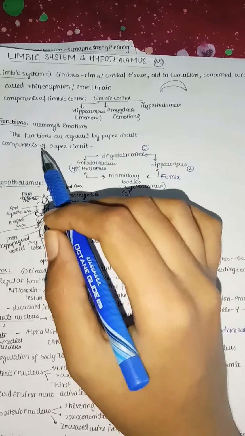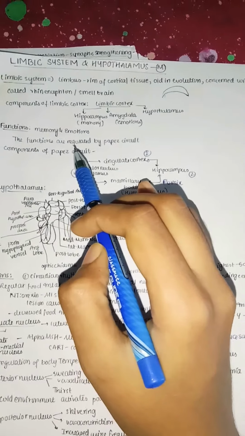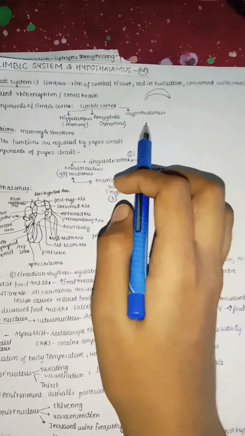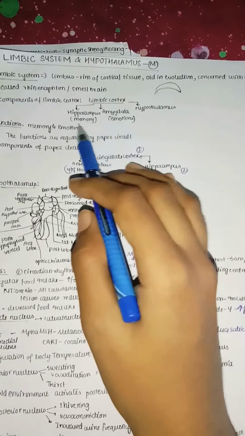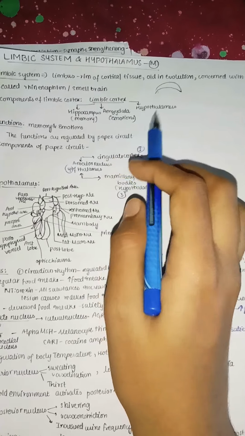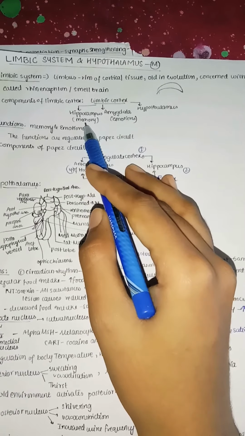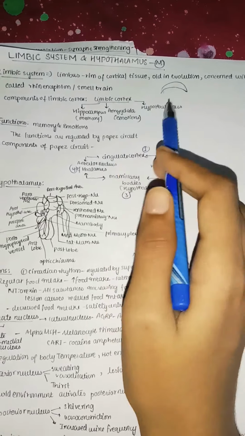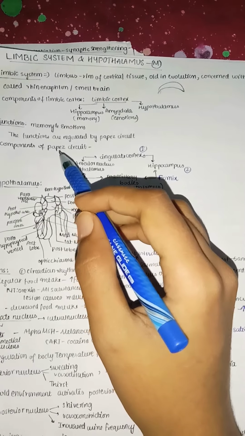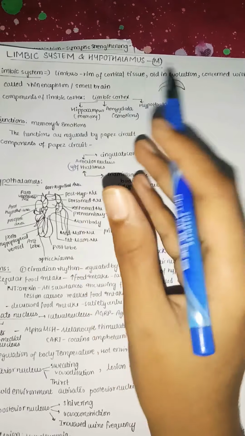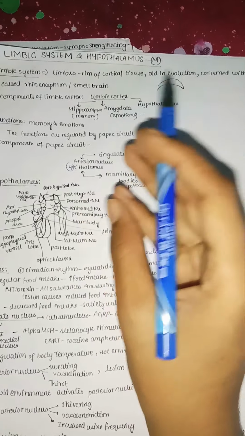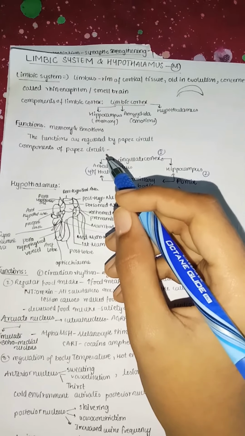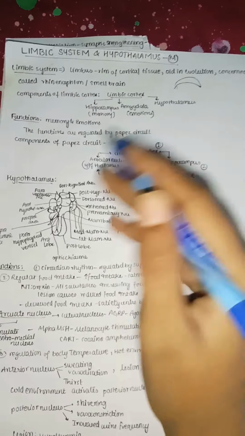So mainly limbic cortex has three important constituents, that is hippocampus, amygdala and hypothalamus. So you can remember like hippocampus, amygdala, hypothalamus. Hippocampus is mainly associated with memory and amygdala with emotions, and we know about our hypothalamus which produces especially the posterior pituitary hormones like ADH and oxytocin.